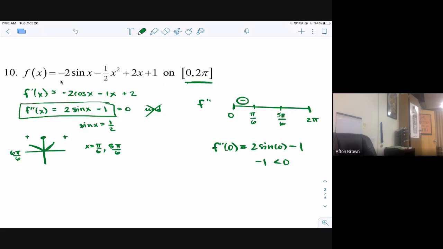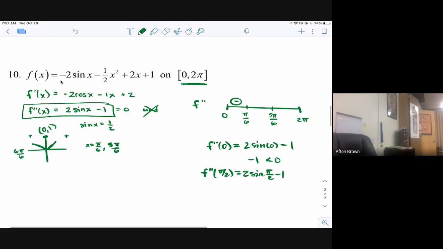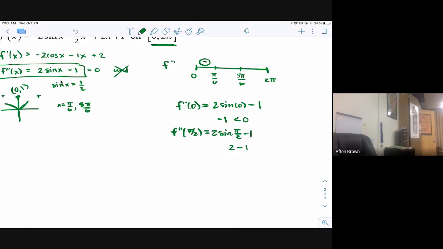So pi halves right here, that's 0, 1. So f double prime at pi halves. I've got 2 sine at pi halves. What is sine at pi halves? 1. So that's 2 minus 1. Well, that's 1. That's greater than 0. Can I use 2pi? Yeah, as long as you don't get 0 out. So 2pi, well, 2pi is exactly the same as 0, right? So I'm not going to bother. I know I'm going to get the same thing out.